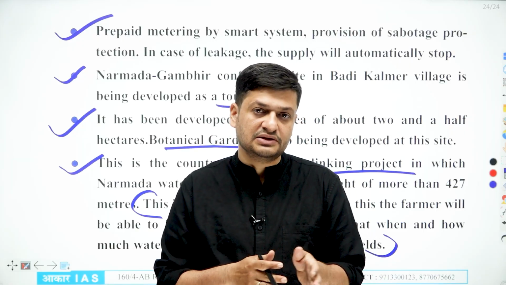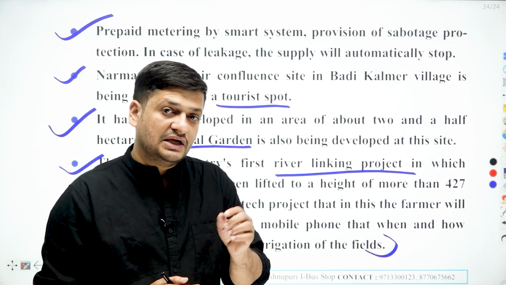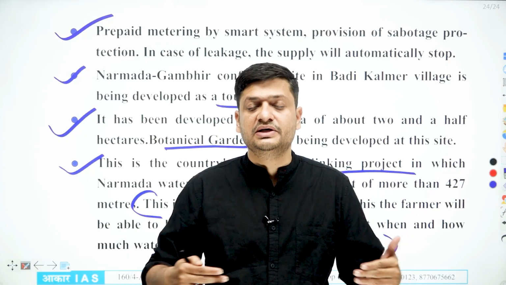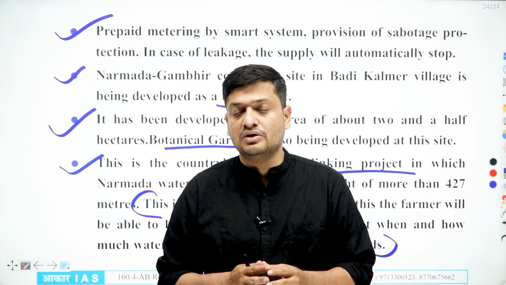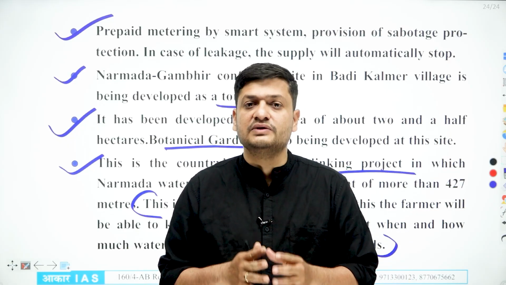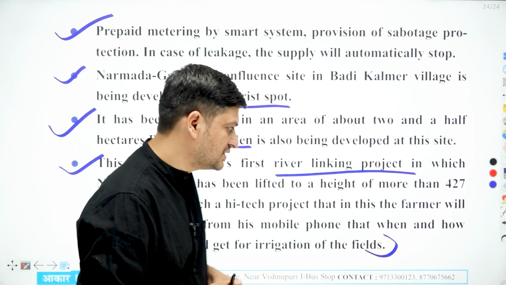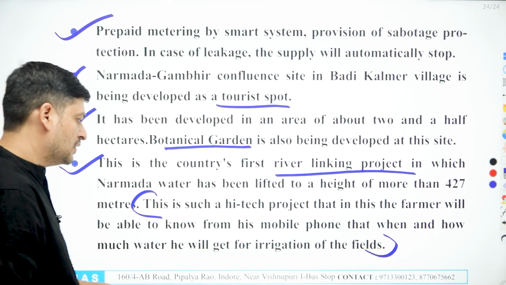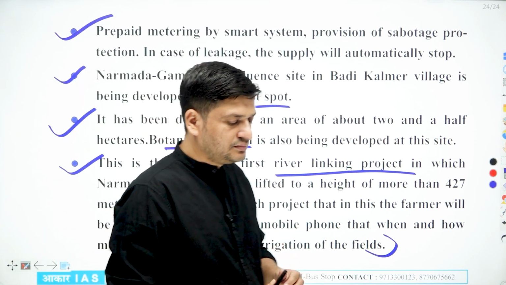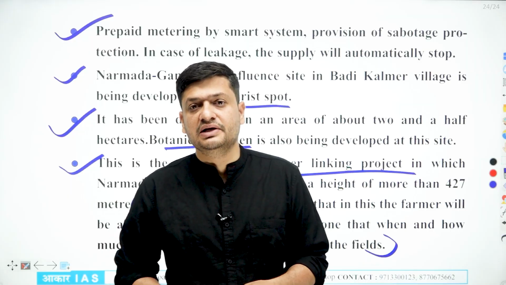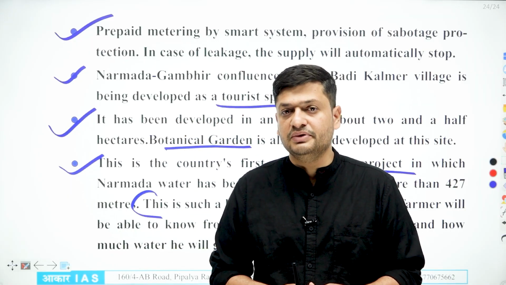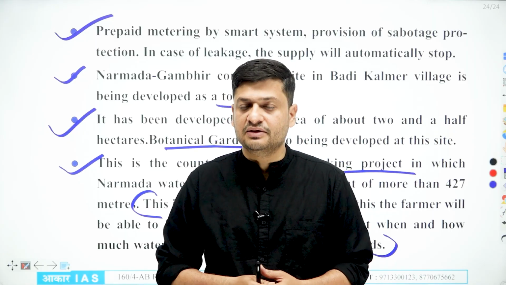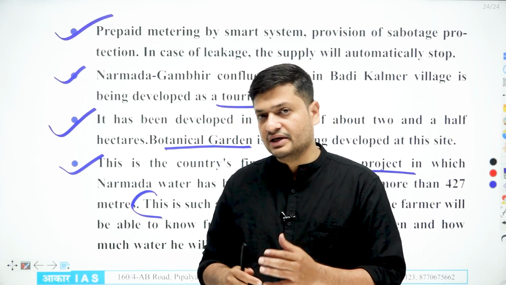It is a path-breaking event. As we have seen in our slide, if there is a leakage, then an automated water stoppage system has been installed in this project, so there is zero wastage of water. It is a marvelous engineering wonder created by our government. So this is all about the Narmada Gambhir linking project.